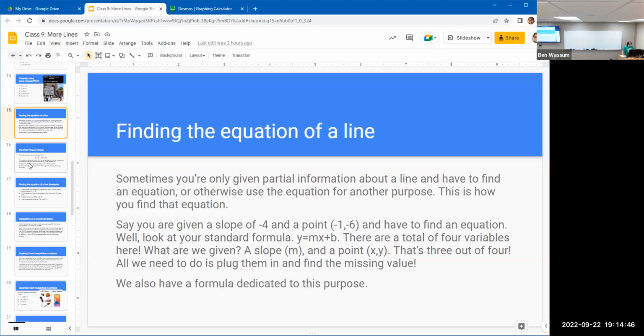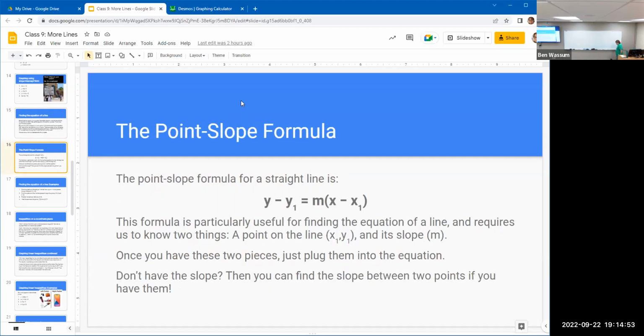Now, there's also a specific equation you use for these. It looks like that. Do not fear this thing. I'm sure a couple of people probably just went, oh, I hate that. But think back on our formula for the slope. Our slope was y2 minus y1 over x2 minus x1, and it was equal to m, right? Look at this formula. If I divided that set of parentheses over to the other side, I would have y minus y1 over x minus x1 equals m. This is the slope formula, just moved around a little bit. So if you understand finding a slope, you're good. You can use that formula.